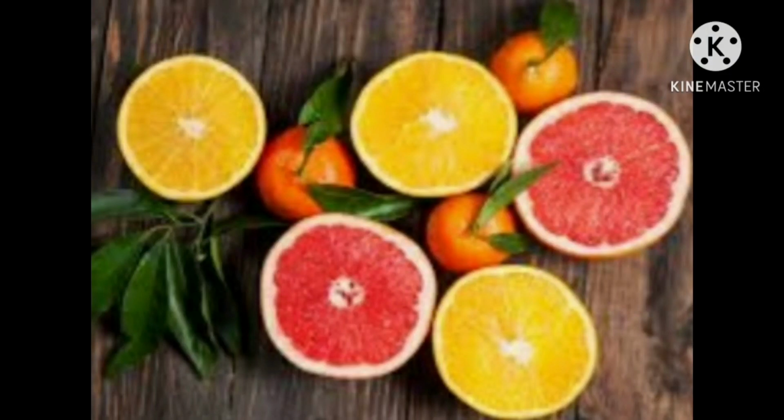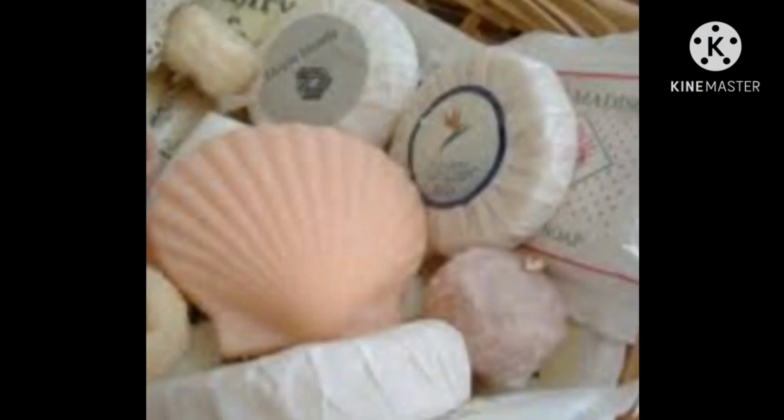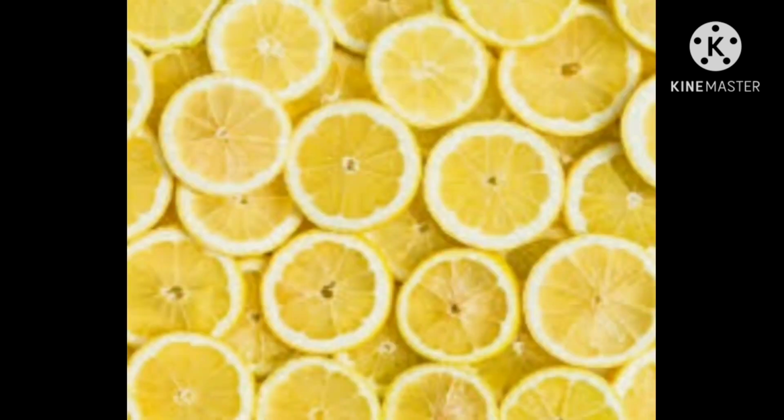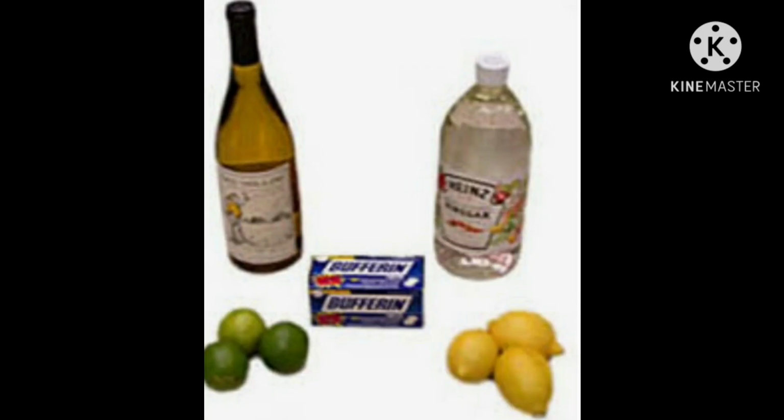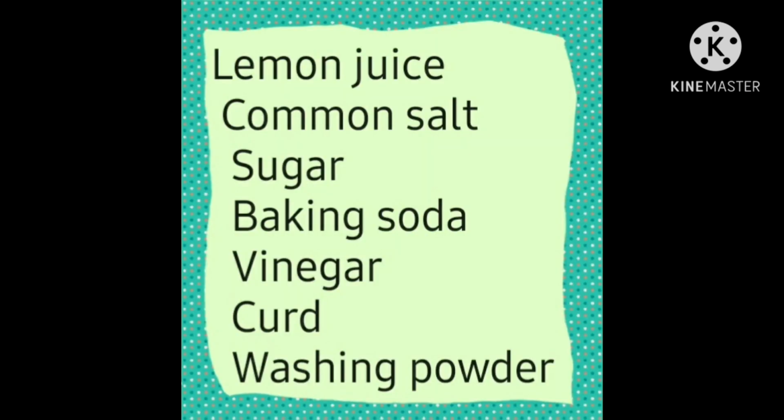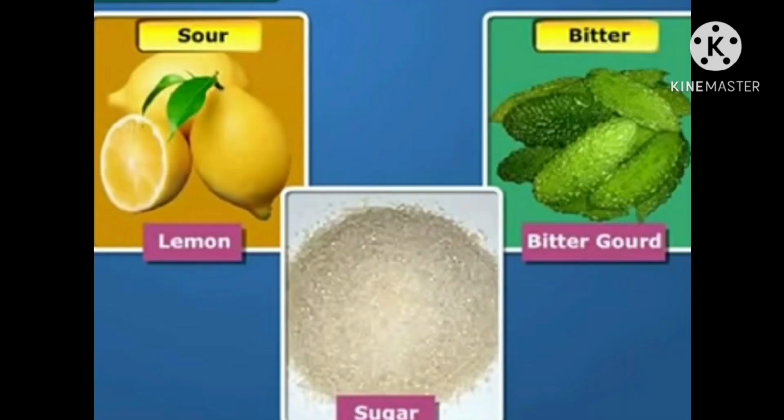Dear children, we use a large number of substances in our daily life, such as lemon, common salt, sugar, tamarind, and vinegar. Do they have the same taste? Let us recall tastes of some edible substances listed in the table. You find that some of these substances taste sour, some taste bitter, some taste sweet, and some taste salty.